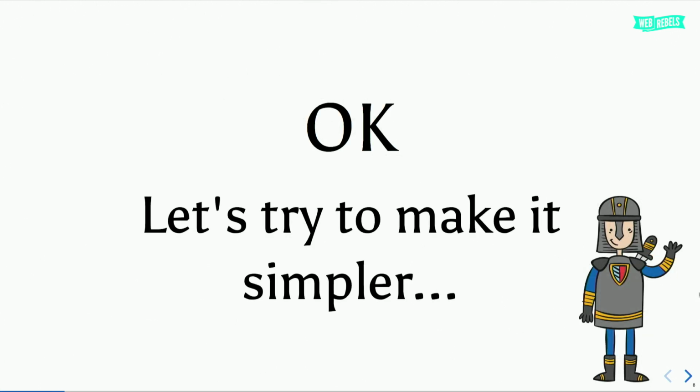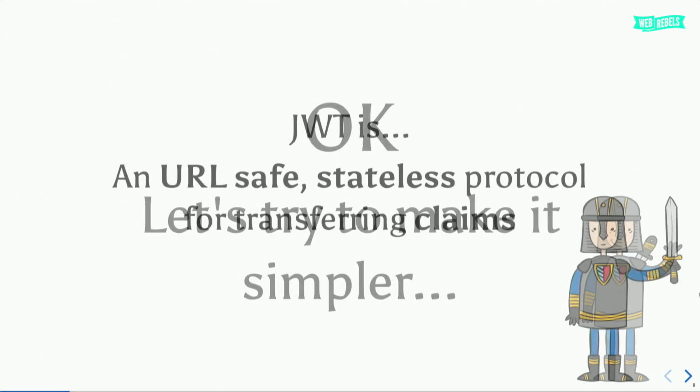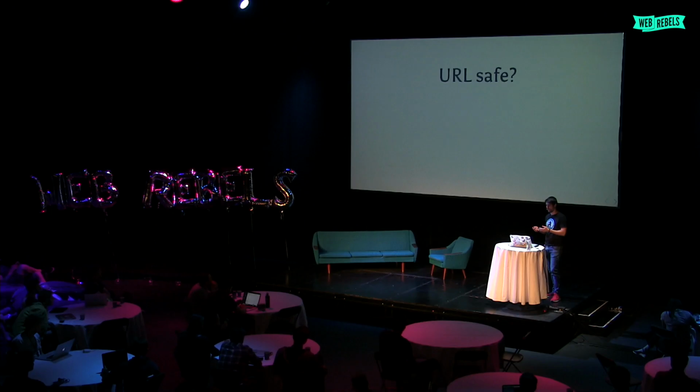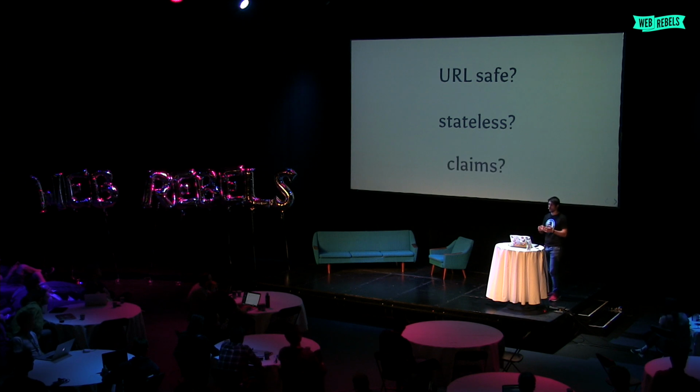Okay, I'm going to try to give you my personal definition of JWT. JWT is a URL-safe, stateless protocol for transferring claims. I guess this is much simpler, but maybe you're wondering, what does URL-safe mean? What does stateless mean? What does claim mean? We're going to explore all these words together so that it's very clear what they mean.